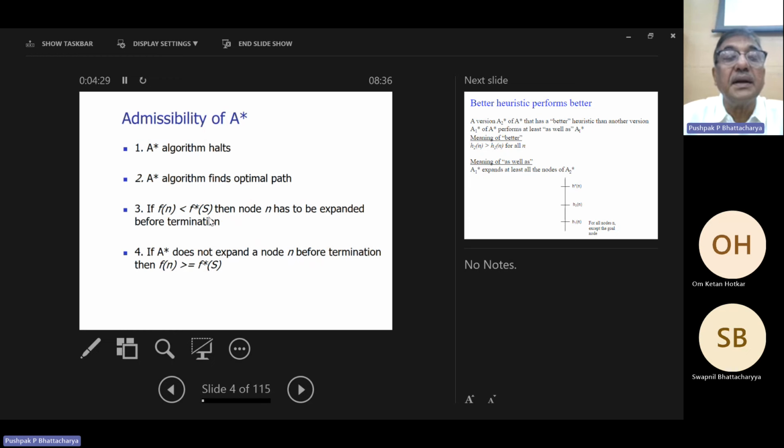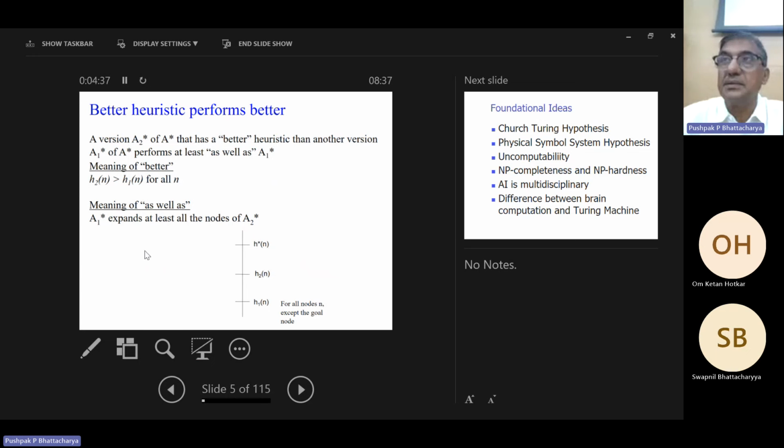F star S is the cost of the optimal path from the start node to the goal node. So these observations are important, and 3 and 4 imply that a better heuristic performs better. If a heuristic is closer to the actual cost of reaching the goal node for any node, then this heuristic is better. And we have seen that if H2(n) is greater than H1(n) for all nodes n, then the less informed A star 1 will be expanding at least all the nodes of A star 2. Okay, this has to happen.